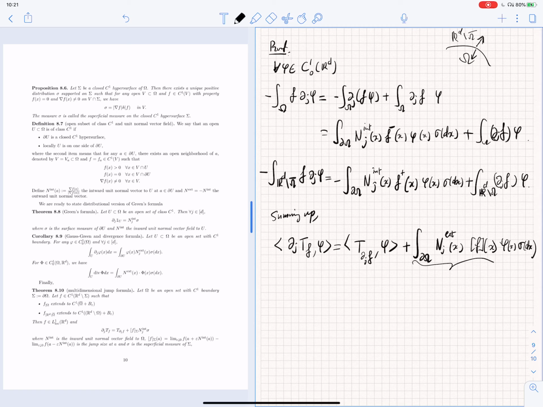And this is nothing but, okay, this is not a definition, this is what we have: n_j, the outward unit normal vector field, times the jump size, sigma, applied to phi. So eventually we do have the formula as needed.